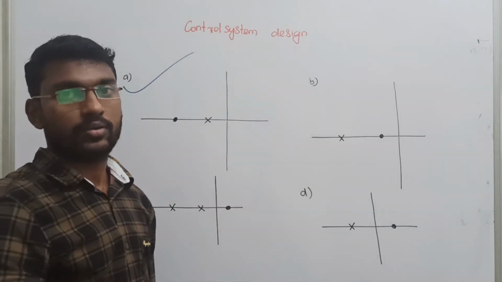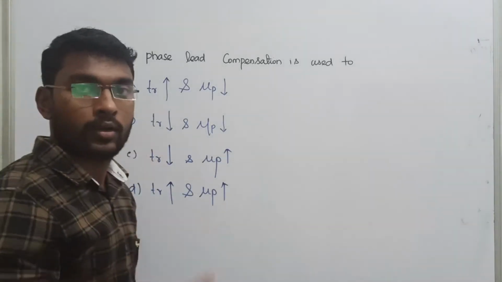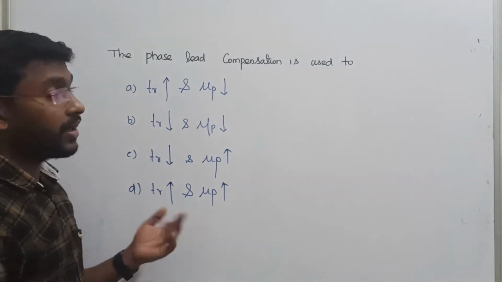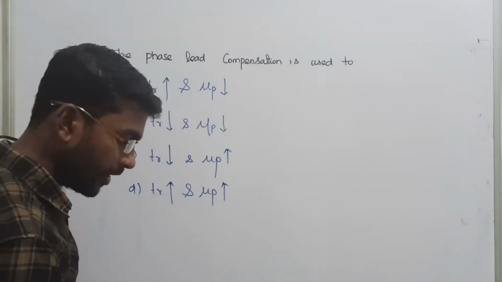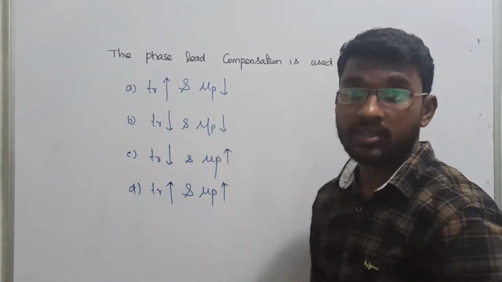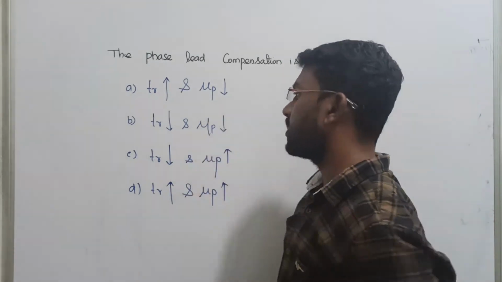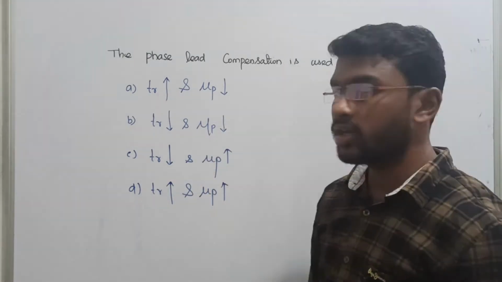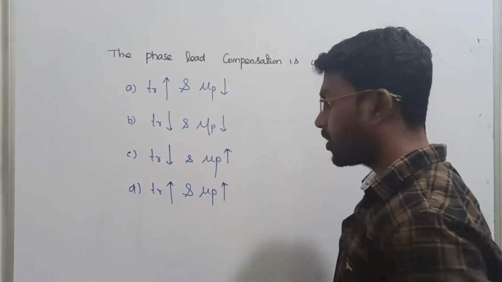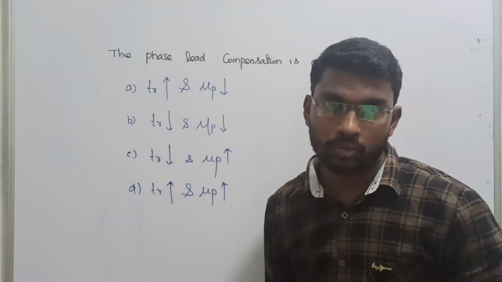Let us see the next one. Actually, the question is, the phase lead compensation is used to do what, right? They are given 4 options. In option A, rise time is increasing and the maximum peak overshoot is decreasing. Option B, rise time is decreasing and the maximum peak overshoot is also decreasing, right? Option C, rise time is decreasing and the maximum peak overshoot is increasing. Option D, rise time increases, maximum peak overshoot also will increase, right?